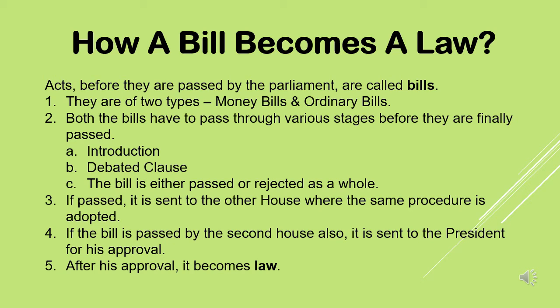Then in the third stage, the bill is either passed completely, or it is rejected. After these three stages, if it is passed by one house, it is sent to the other house where the same procedure is adopted. If the second house also passes the bill, then it is finally sent for the president's approval. And after the president's approval, that particular bill becomes a law. Okay.